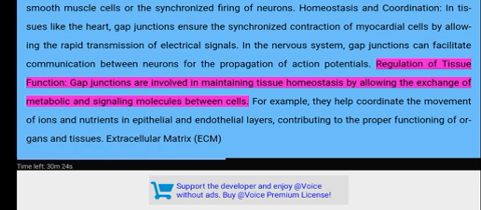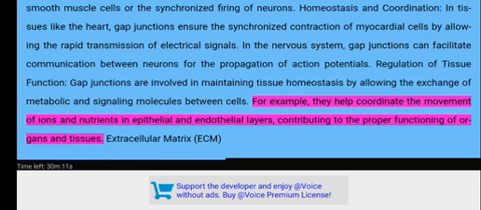Regulation of tissue function. Gap junctions are involved in maintaining tissue homeostasis by allowing the exchange of metabolic and signaling molecules between cells. For example, they help coordinate the movement of ions and nutrients in epithelial and endothelial layers, contributing to the proper functioning of organs and tissues.